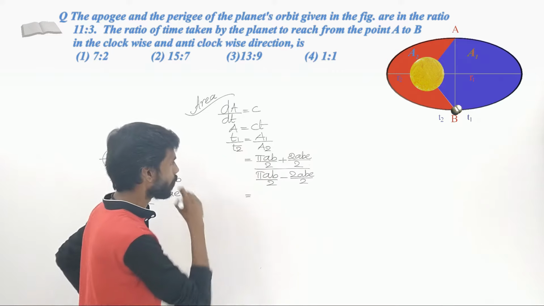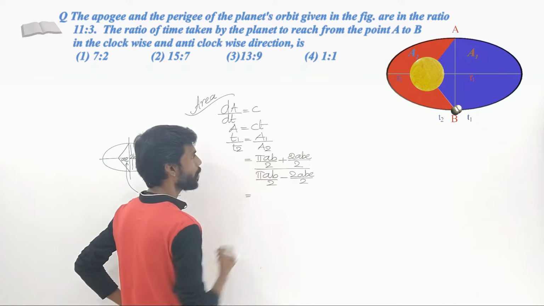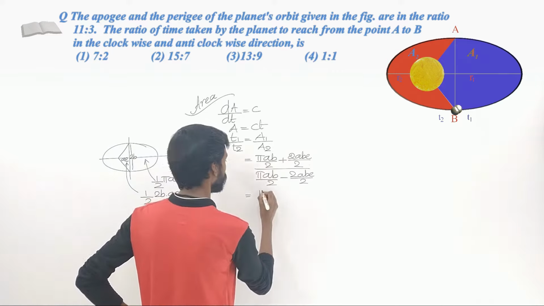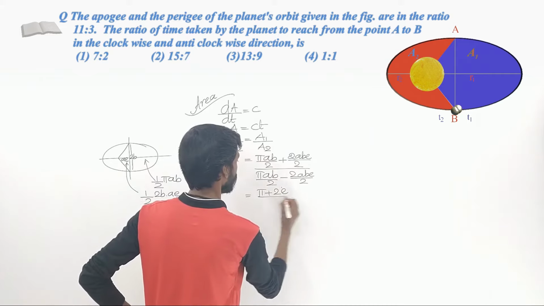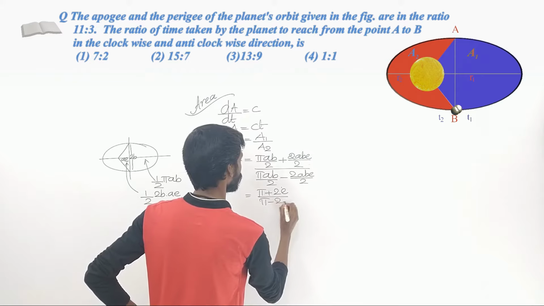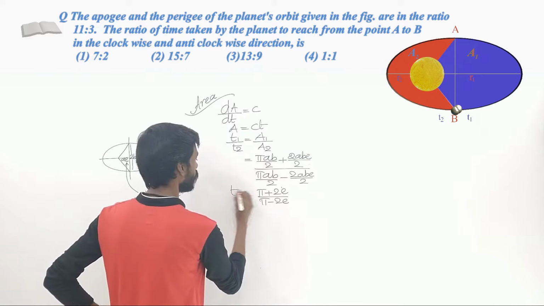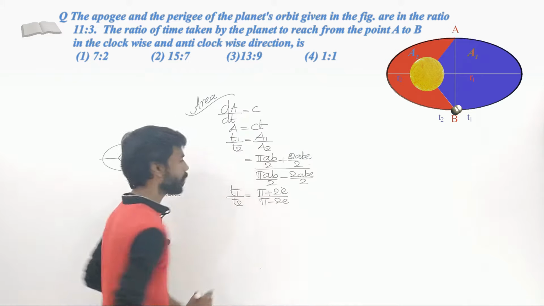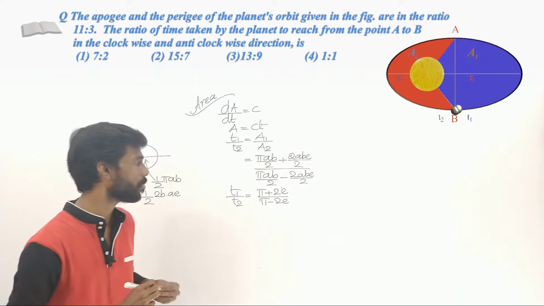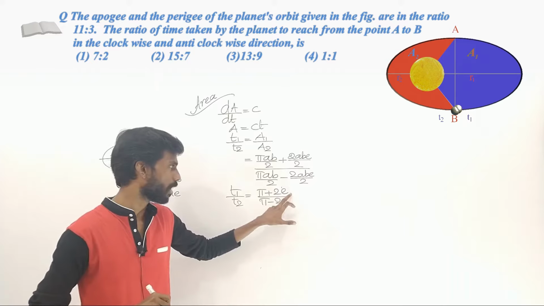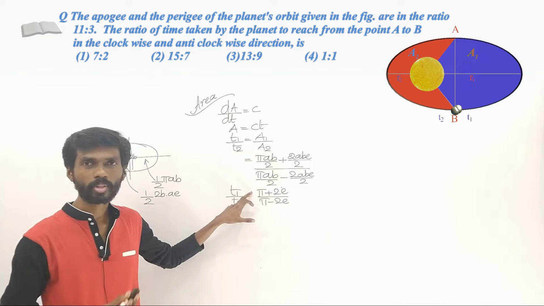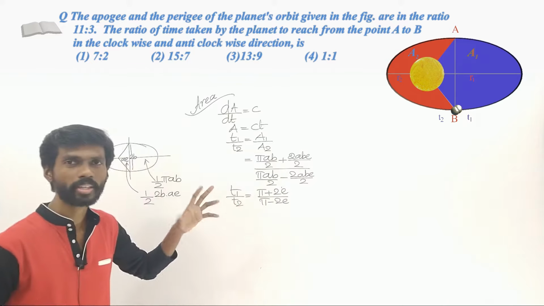We can remove all the common factors here. So divide by AB by 2. This gives you the value pi plus 2e divided by pi minus 2e. So this is the value of the ratio of the time period. That is the answer to the question, but we have to find the value. E is the eccentricity of the ellipse, so you have to find that value, and we know the value of pi, approximately 3.14, or we can take 22 by 7.